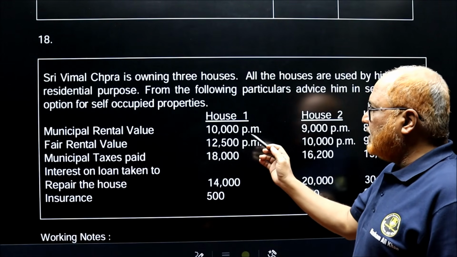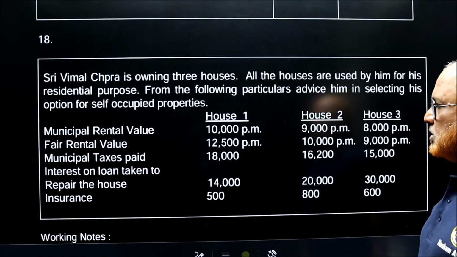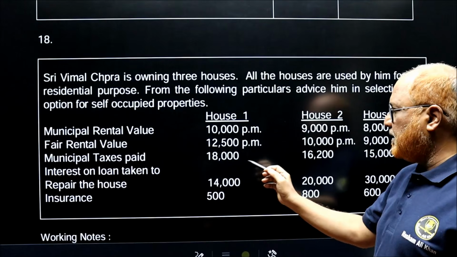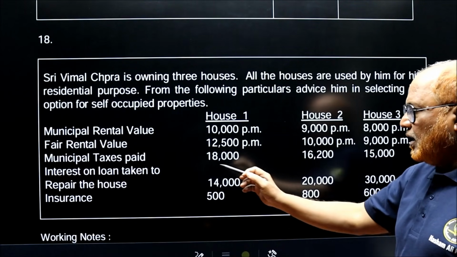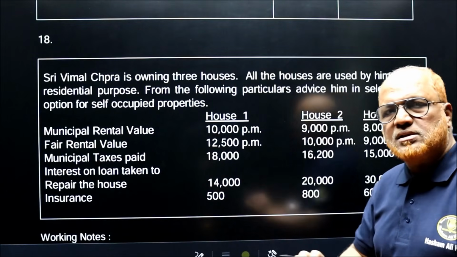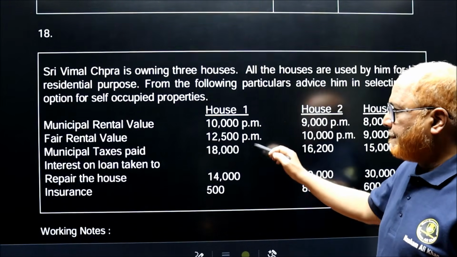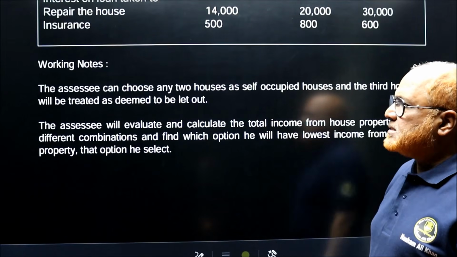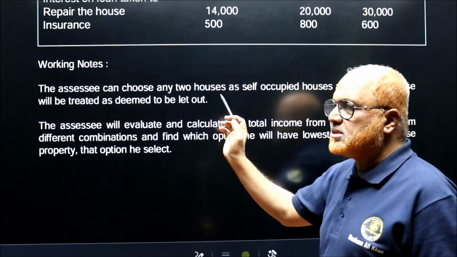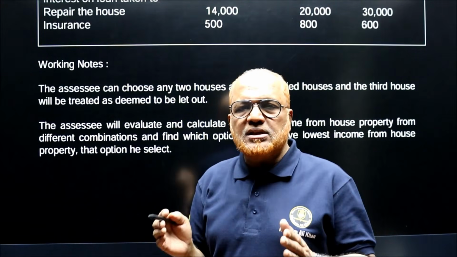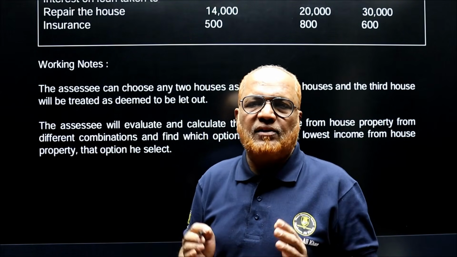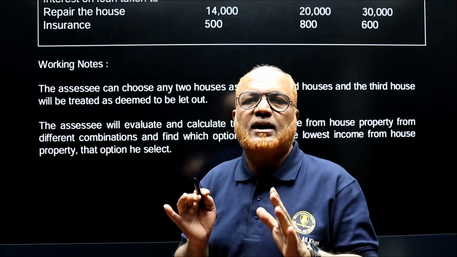Then MRV is given 10,000 per month, 9,000 per month, 8,000. 3 houses. Fair rental value 12,500, 10,000, 9,000. Municipal taxes paid 18,000, 16,200, 15,000. Interest on loan taken to repair the house 14,000, 20,000, 30,000. Insurance, ignore insurance. Now working note. He can choose any 2 houses as self-occupied houses and the 3rd house will be treated as deemed to be let out. Just now I told you. This is the provision under the Income Tax Act. A person cannot treat 3-4 houses all as self-occupied. Only 2 houses can be treated as self-occupied.